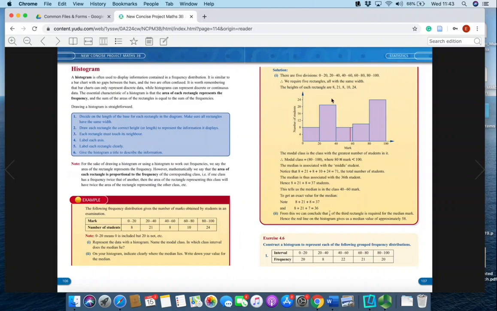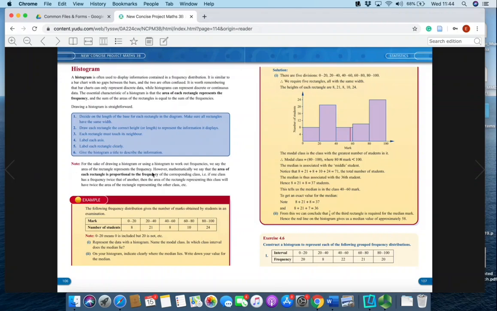Now, strangely enough, this doesn't have a title, but it should. So the title I would give this one is what's in the question: marks obtained by students, or students' marks. But a histogram should always have a title. So when you're correcting a Leaving Cert question, or any question at third level, any question on a histogram, this is what you're giving your marks for if you ask them to draw a histogram. So there will be a certain number of marks for each of these points 1 to 6. So don't miss out on any of them.